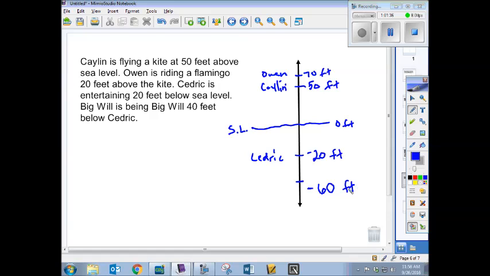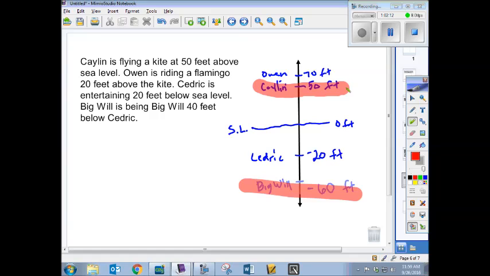Did everybody see how that one worked? That was a little bit different because I didn't just give you the above or below sea level. I gave you the object below the other object or above the other object. You see that? Real quick, what would be the vertical distance between Big Will and Kaylin? Who can do that? Or at least tell me how. How many feet are they apart? Tyler? 60 plus 50, 110.